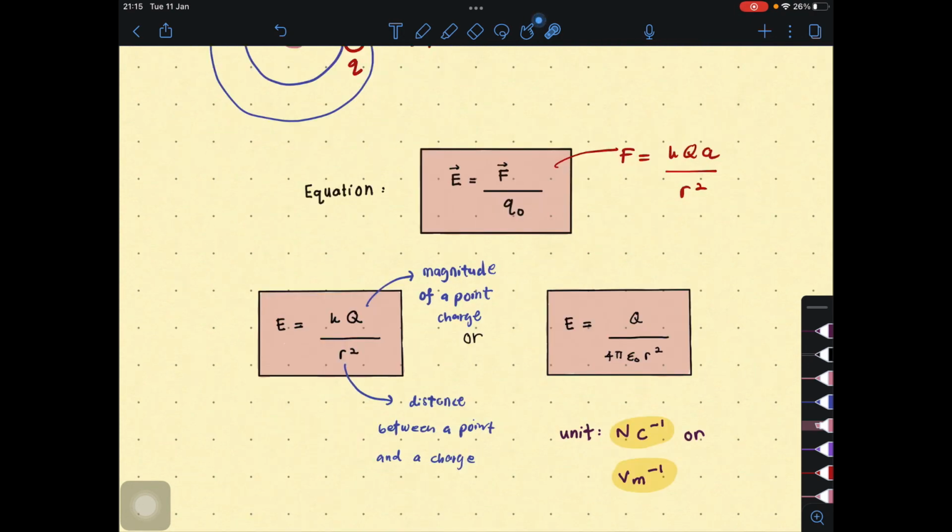Okay, so we will look at how to apply this equation in the next video, in the example video. That's all for 1.2.